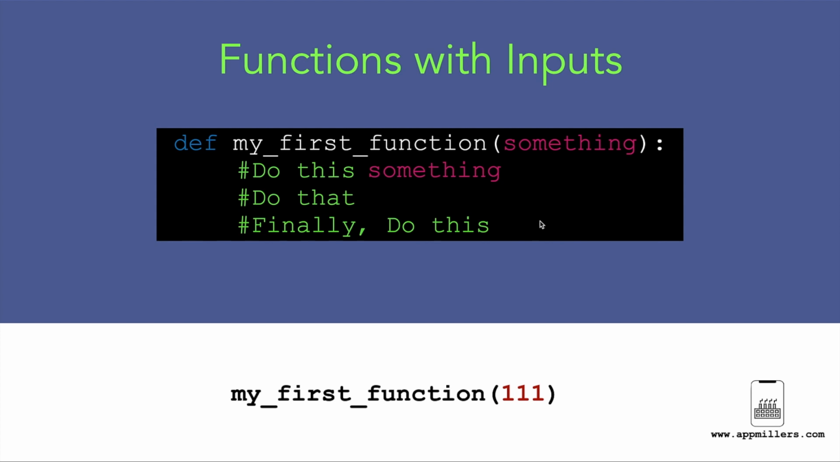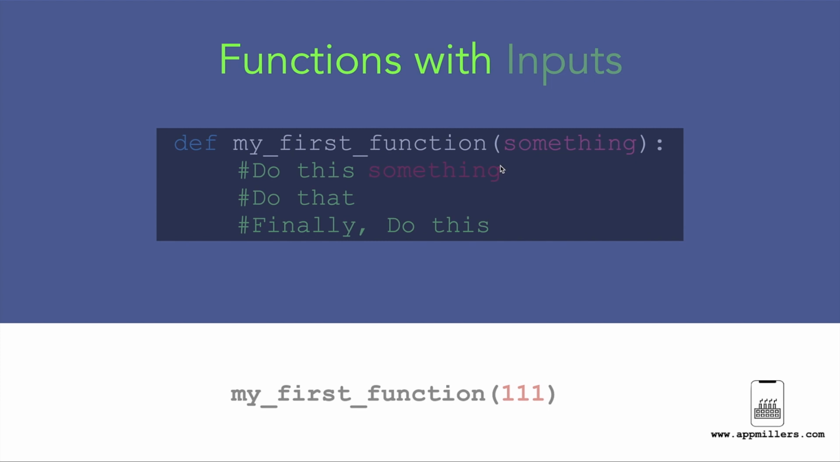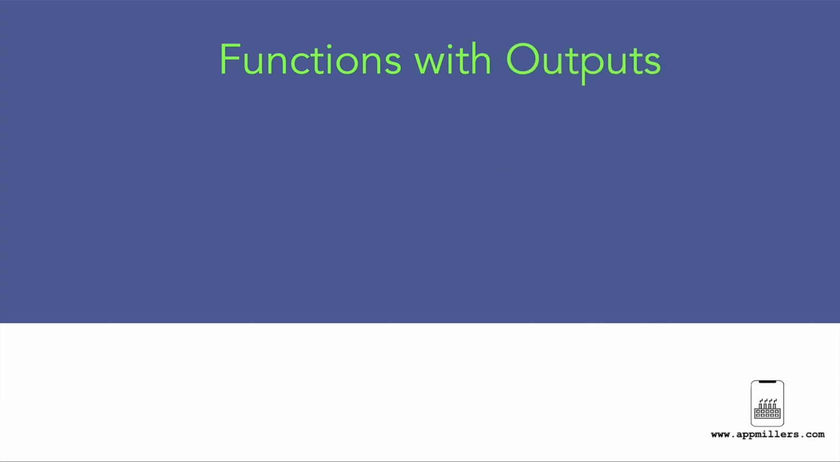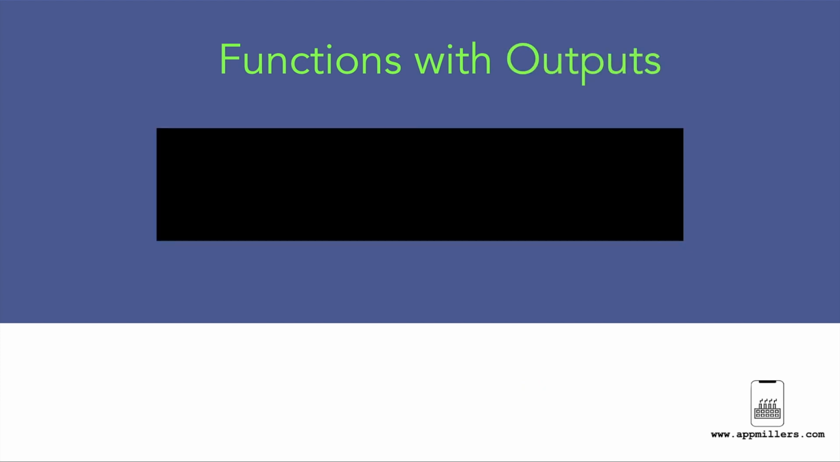The second type of function is the function which allows for inputs, and this gives us the ability to modify the code in the function and get it to do something different each time depending on the input that was passed in. Now we are going to continue to the final type of function which allows us to have an output once the function is completed. Now here we are going to start with this simple function.